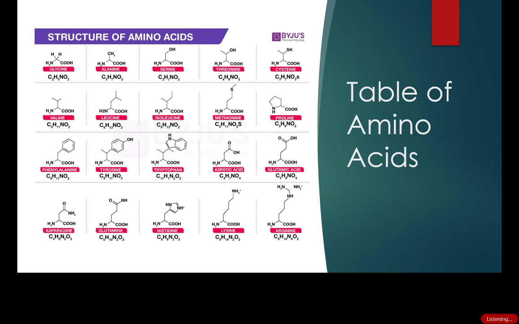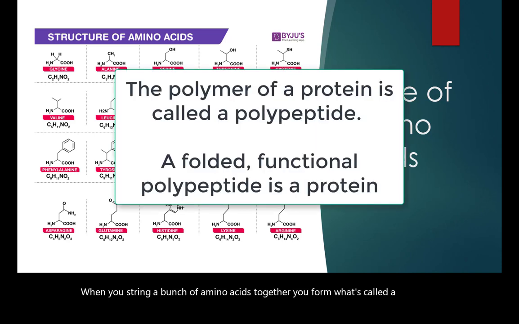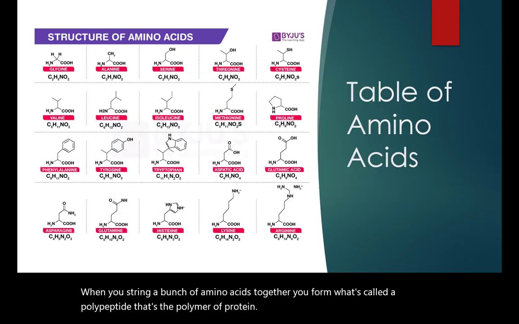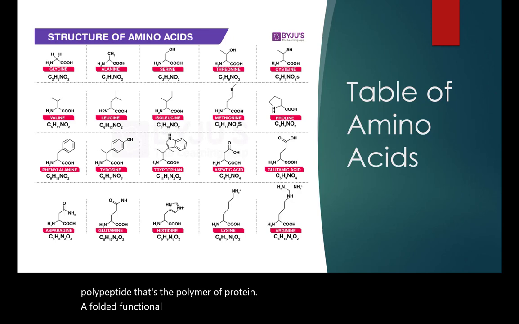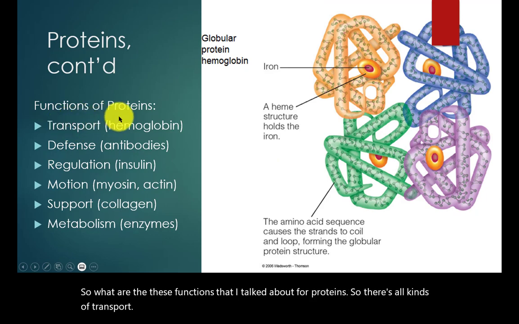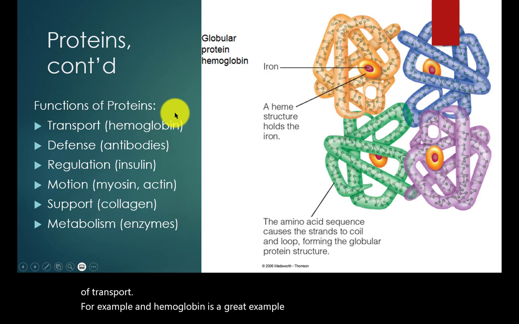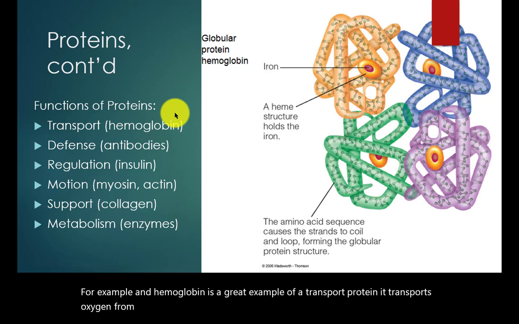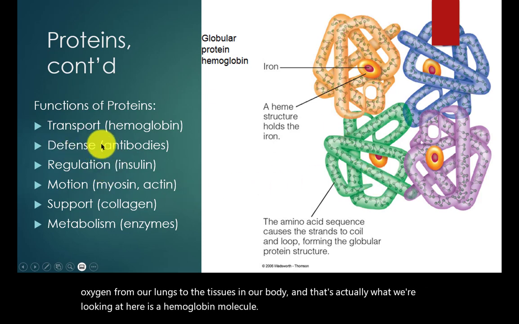When you string a bunch of amino acids together, you form what's called a polypeptide. That's the polymer of a protein. A folded functional polypeptide, that's when we get a functional protein. So what are these functions that I talked about for proteins? Well, there's all kinds of transport, for example. And hemoglobin is a great example of a transport protein. It transports oxygen from our lungs to the tissues in our body, and that's actually what we're looking at here, is a hemoglobin molecule.